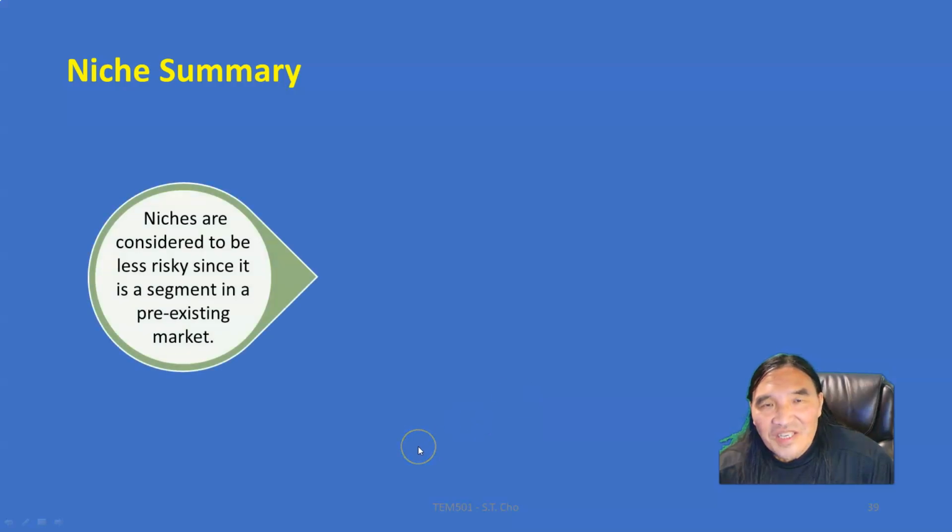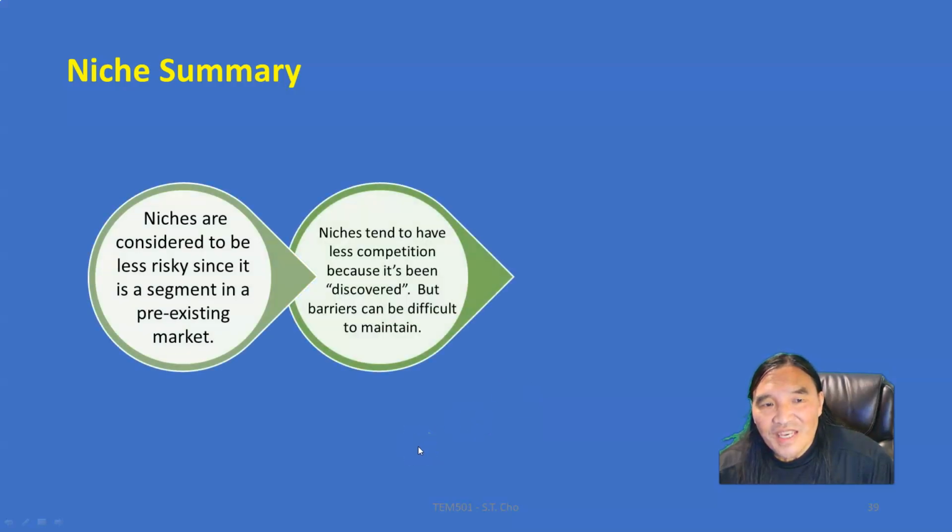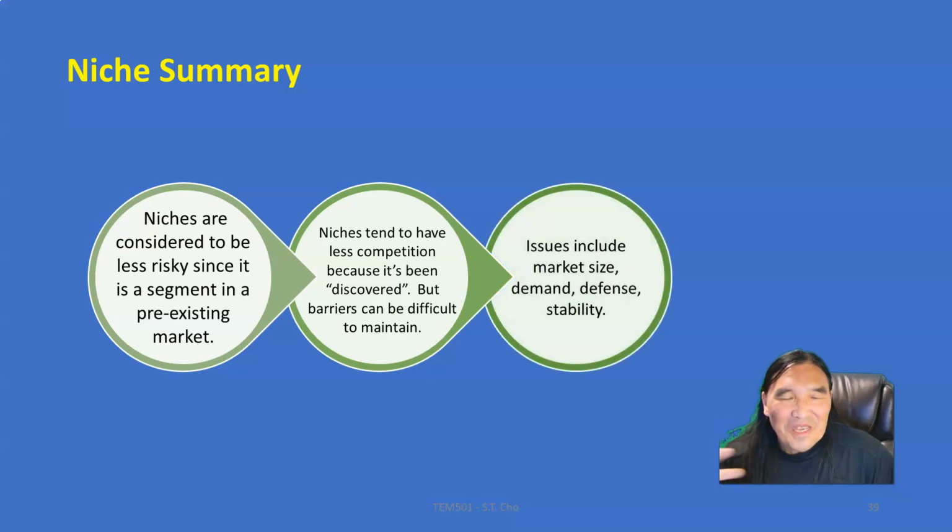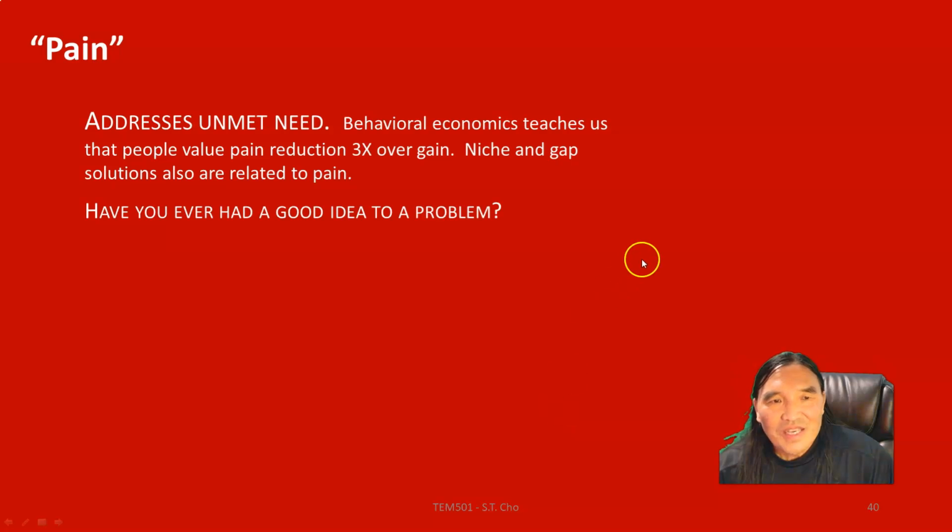In terms of niches, they're considered to be less risky. They tend to have less competition because the market isn't large enough to carry a lot of competitors. And the issues are market size, how are you going to defend it, and how stable is it?